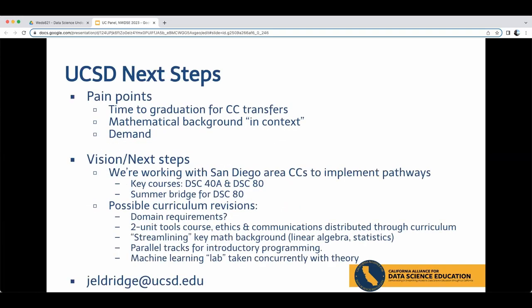So, pain points. I'm a little embarrassed to say that demand is a pain point for us, in the sense that we have very high demand, and that's a good problem to have. The challenge it causes is, one, students who want to transfer into the major, it's becoming less and less possible.